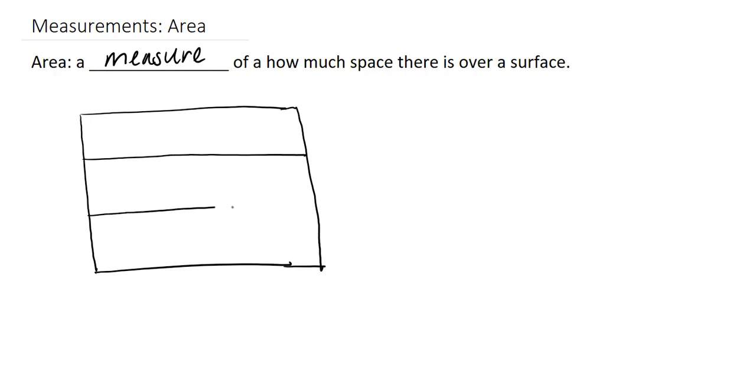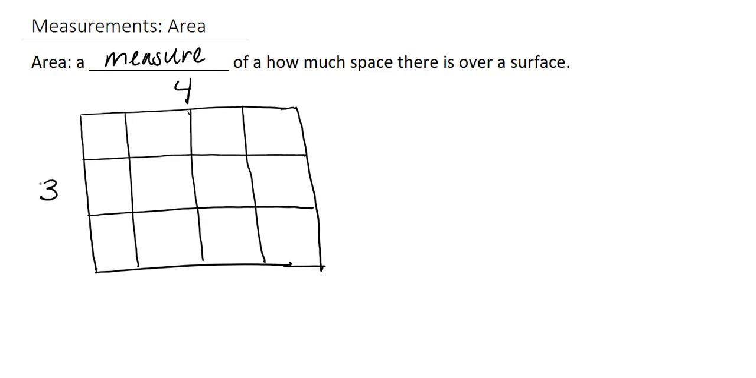and it was broken down into 3 rows and 4 columns. So obviously not drawn to the best of scale, but we have 4 columns and 3 rows. So we're going to put a 4 and a 3 there. What we do to find area is we're going to just multiply this 4 times this 3.